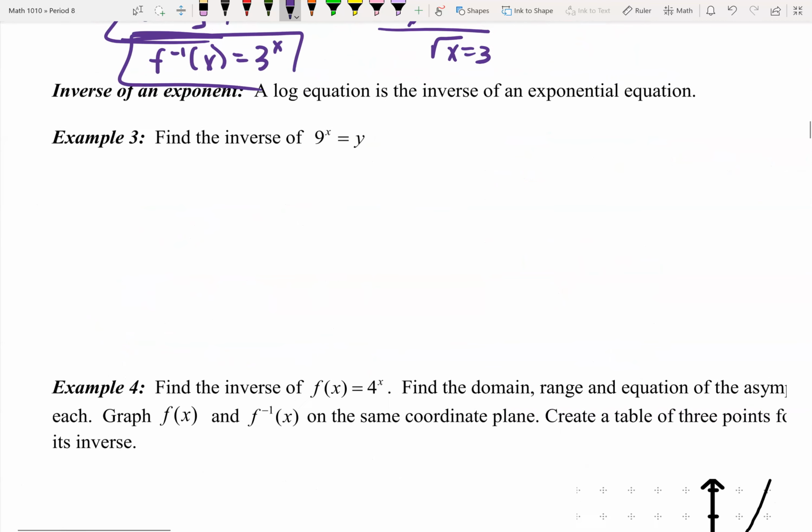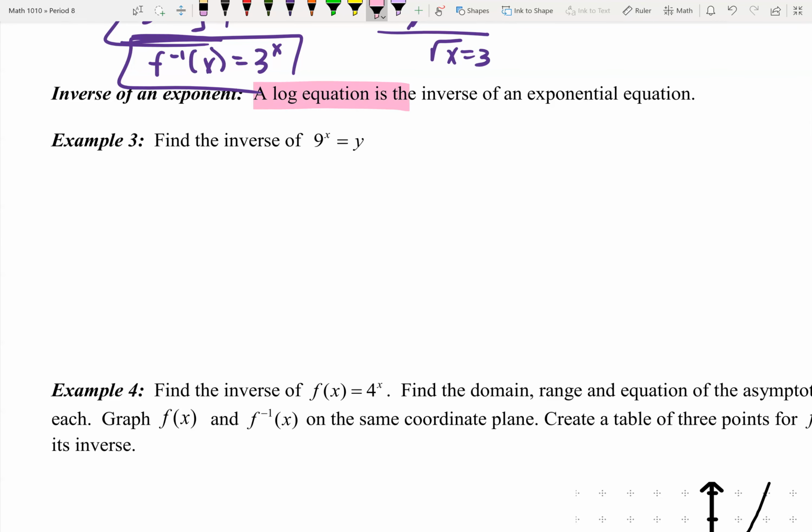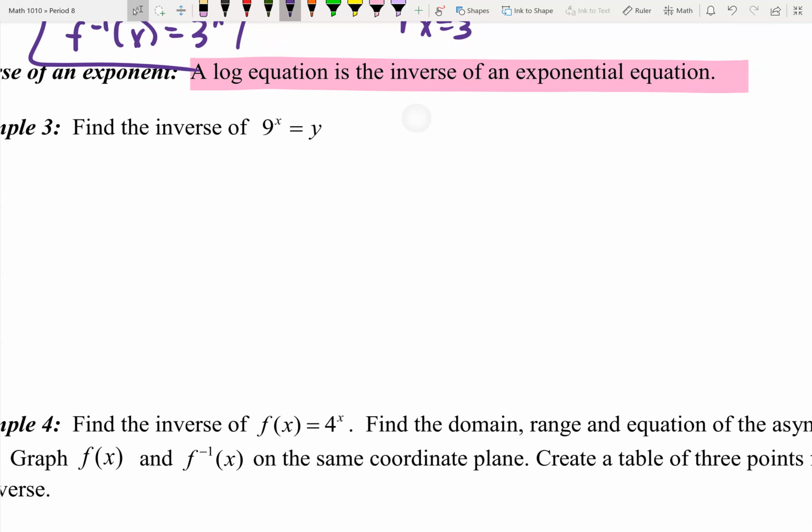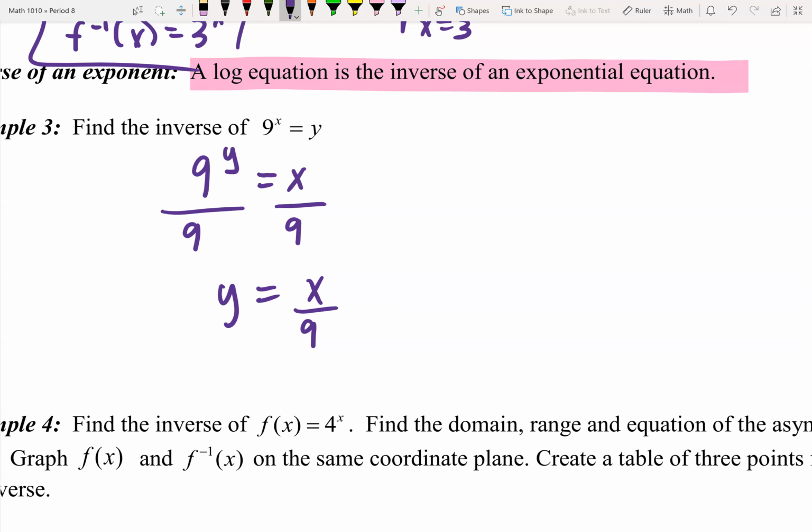Let's come right here. Take your highlighter. A log is an inverse of an exponential. So now they've given me an exponential, and I'm going to find the inverse. Everybody go 9 to the y is equal to x. Look right here, big moment. Can I divide by 9 and get y equals x over 9? That would be like this.